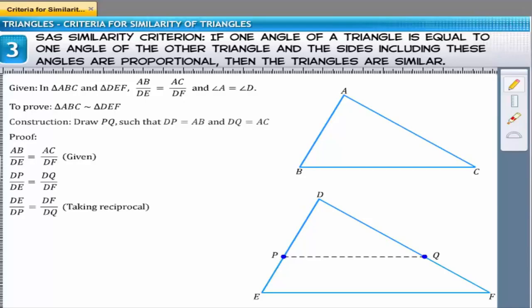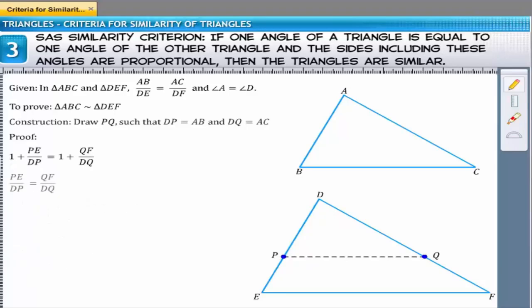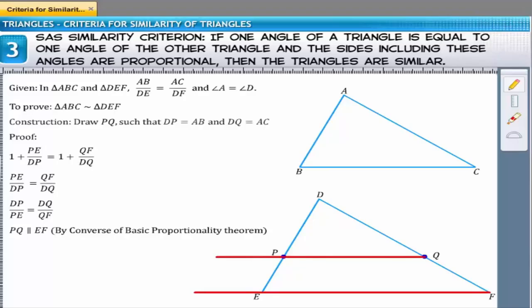Now, let's take the reciprocal of this equation. Next, DE can be written as the sum of DP and PE, and DF can be written as the sum of DQ and QF. On simplifying, we get. Now, taking reciprocals again, we get DP upon PE is equal to DQ upon QF. By the converse of the basic proportionality theorem, PQ is parallel to EF. Since PQ and EF are parallel, angle P is equal to angle E, and angle Q is equal to angle F, because they are corresponding angles.